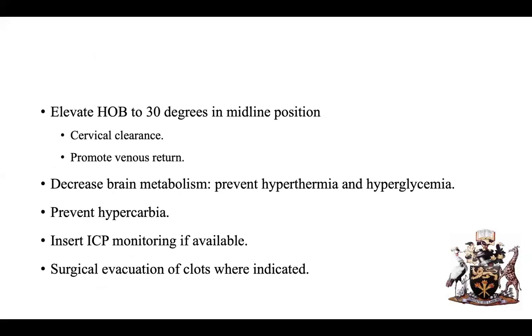And so what are the measures you can do? Your first measure initially is you can have the head of the bed elevated to 30 degrees, and that helps with promoting venous return. Also you have to be aware that you have done cervical clearance or you have a cervical collar. Second, you want to reduce the secondary brain insults: hypothermia, hyperglycemia, hypercarbia, and if it's possible, you do ICP monitoring and surgery.